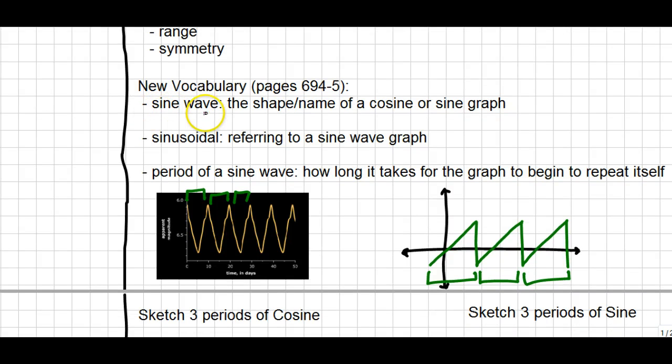So sine wave we've already talked about today. That's the shape or the name of either a cosine graph or a sine graph. If the book mentions the word sinusoidal, that's just, again, another way to refer to a sine wave graph.